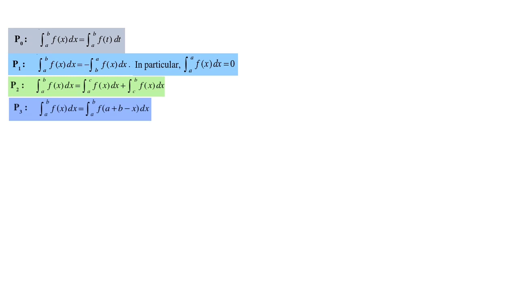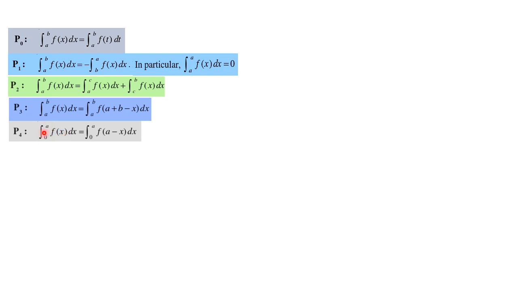And the fourth one is integral a to b f of x dx is equal to integral a to b f of a plus b minus x dx. What we have to do is add the upper limit and lower limit, and subtract the variable. So a plus b minus x, integral a to b f of a plus b minus x dx.